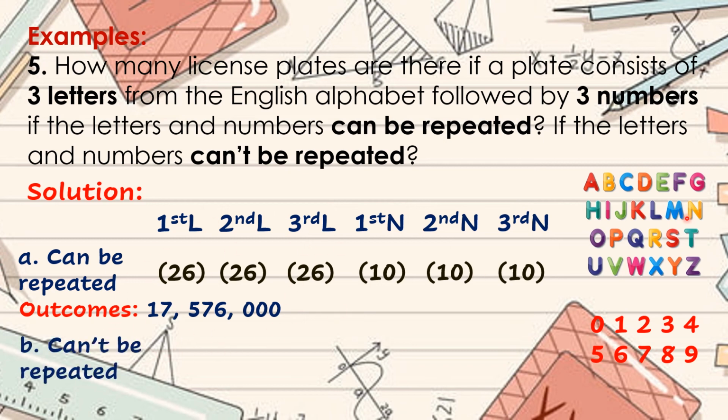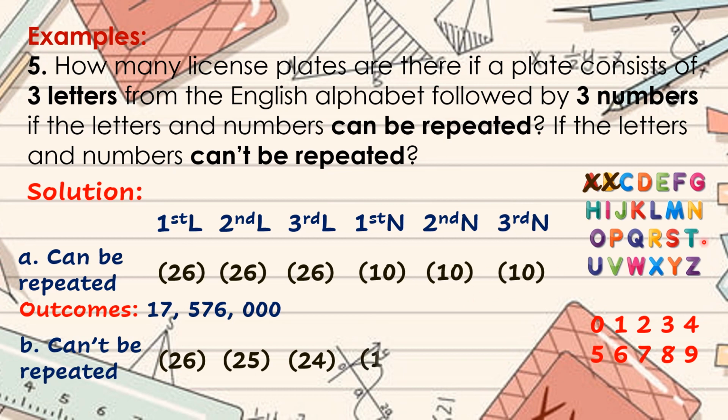Now, for the second condition, the letter and the number cannot be repeated. Okay, kay first letter tayo, mayroon pa siyang 26 choices in the English alphabet. So, since kinuha na ni first letter ang isa sa alphabet, let's say letter A, ilan na lang ang pagpipilian ni second letter? Mayroon na lang siyang 25 letters. Para kay third letter, halimbawa ang kinuha ni second letter ay letter B. Ang choices na lang ni third letter ay 24.